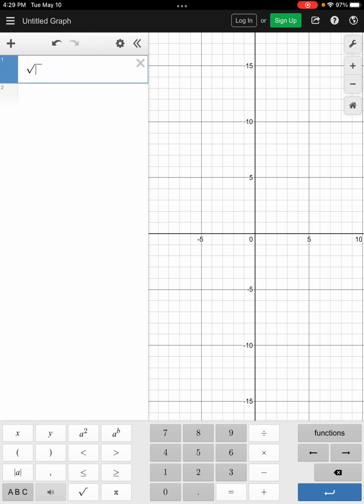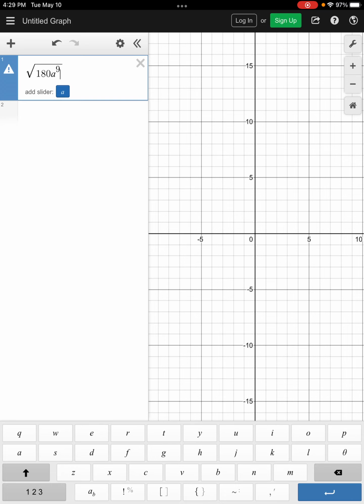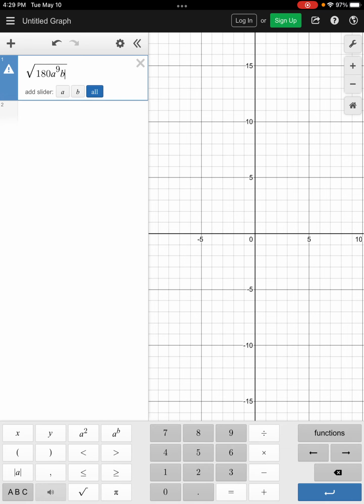So square root 180. A to the 9th, B to the 16th. These numbers are going to be gigantic. Only if I write it right, though.